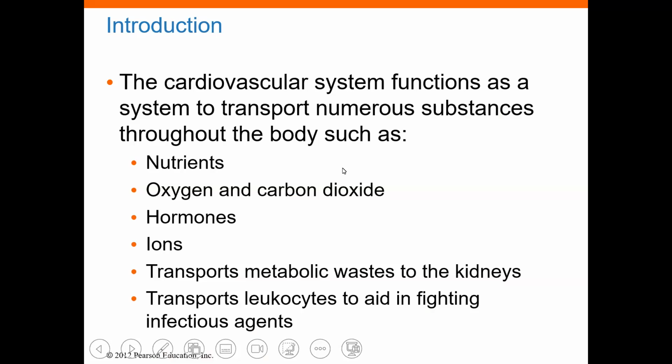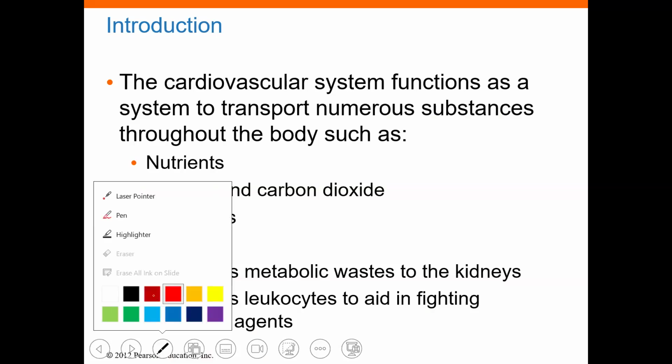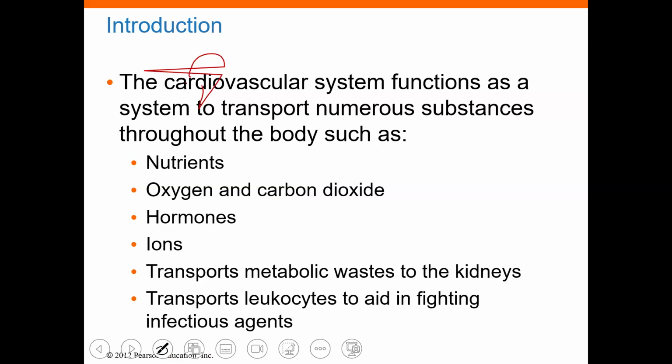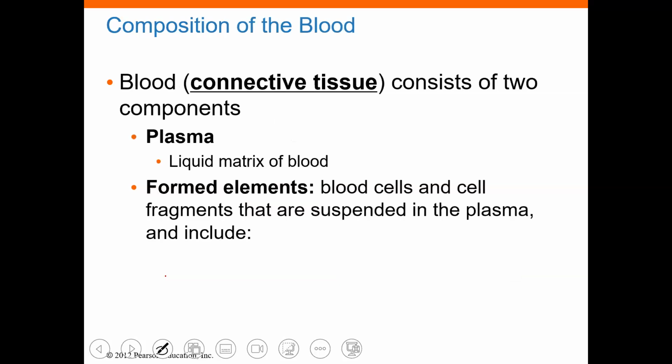Our cardiovascular system, so cardio means heart. The cardiovascular system functions as a system to transport numerous substances throughout the body. This is how our blood is going to give us our nutrients and oxygen, and carbon dioxide is going to cruise through here, along with different hormones, ions, metabolic waste, and white blood cells for our immune system.